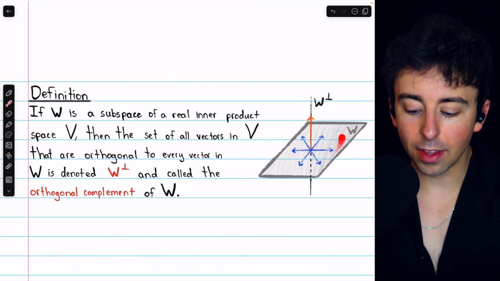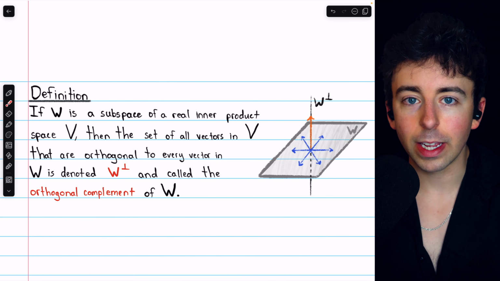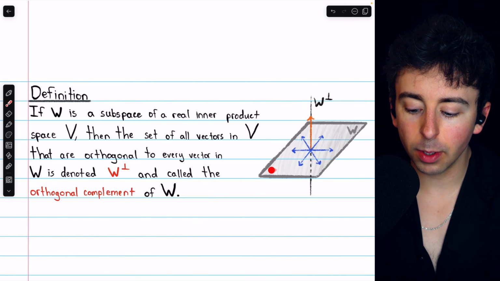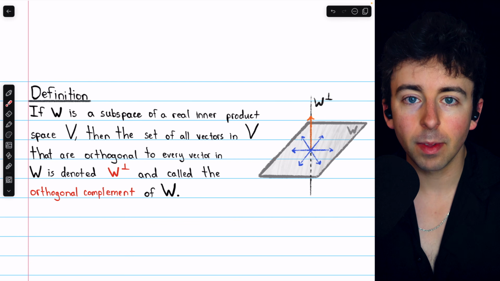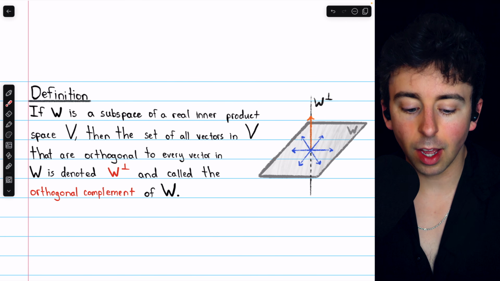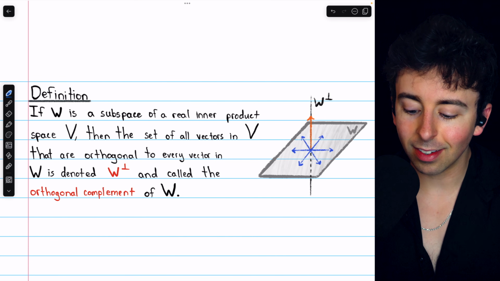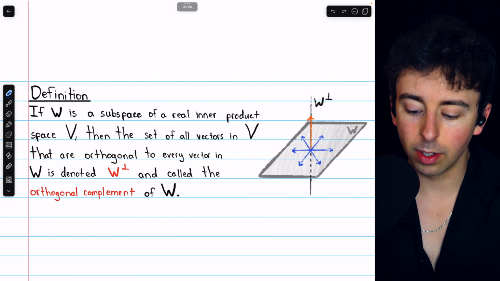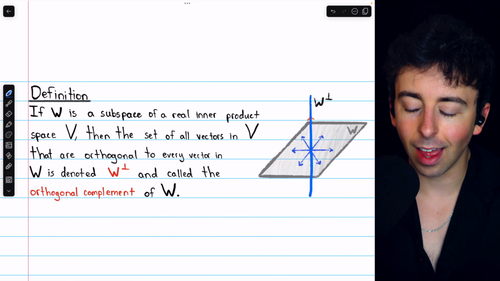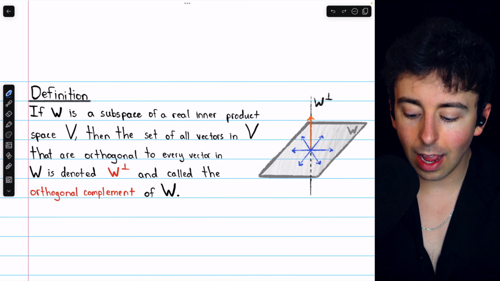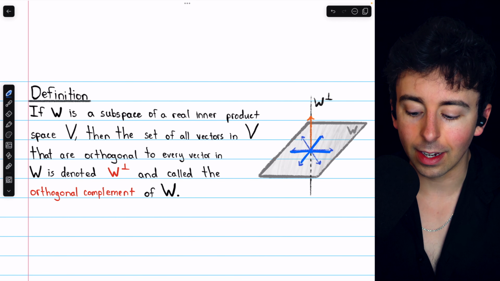For an example, in this picture we're looking at R3, and this plane W through the origin is a subspace of R3. The orthogonal complement of W turns out to be this line through the origin, W Perp. Every single vector that exists on this line is orthogonal to every single one of these vectors in W.